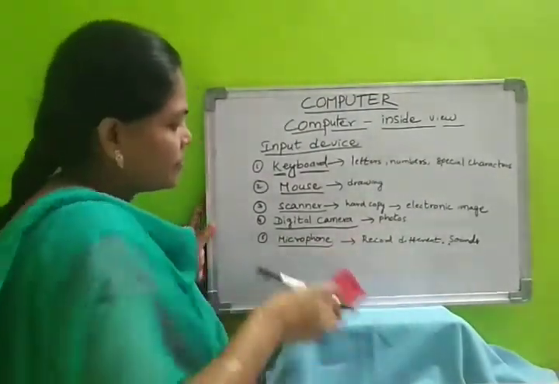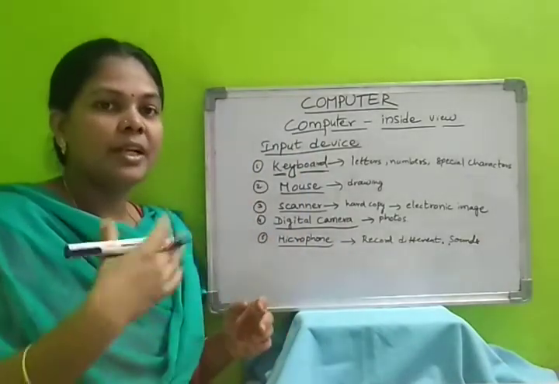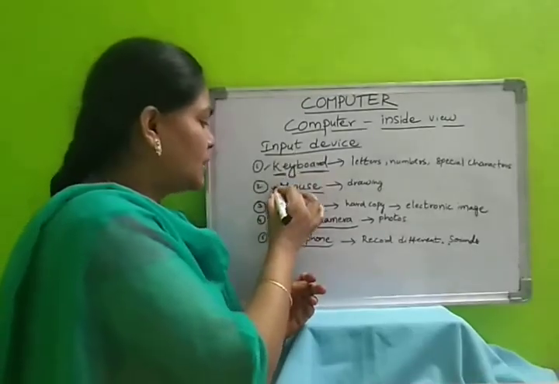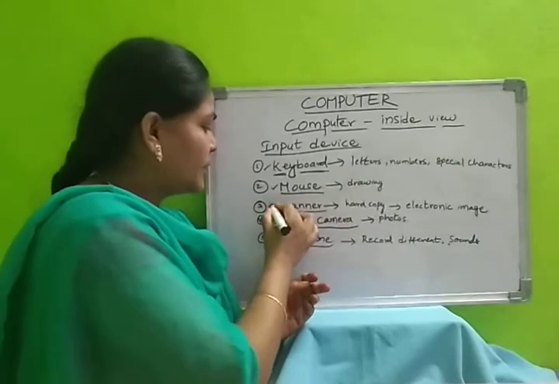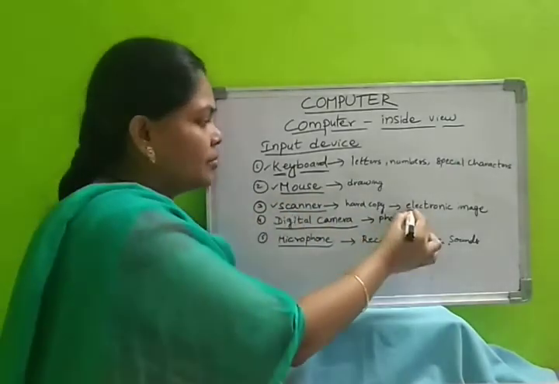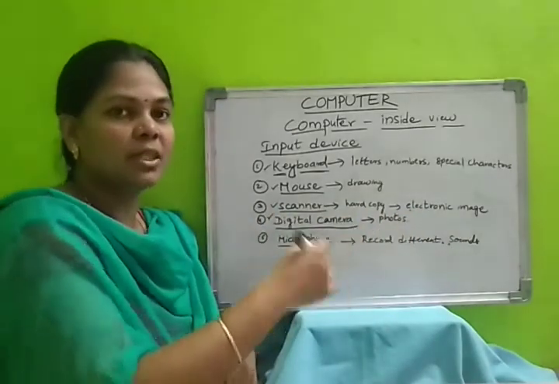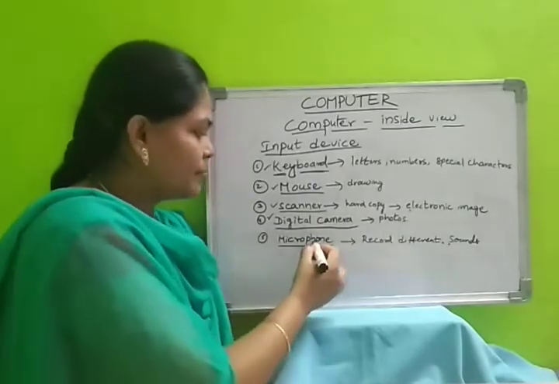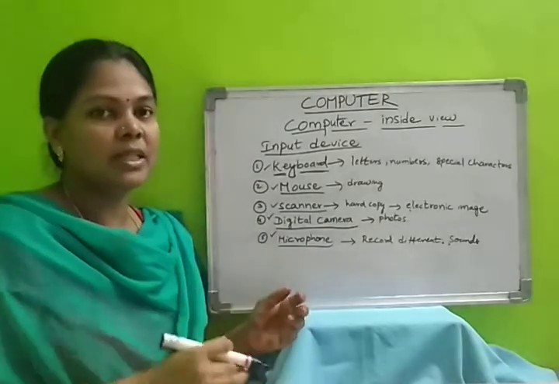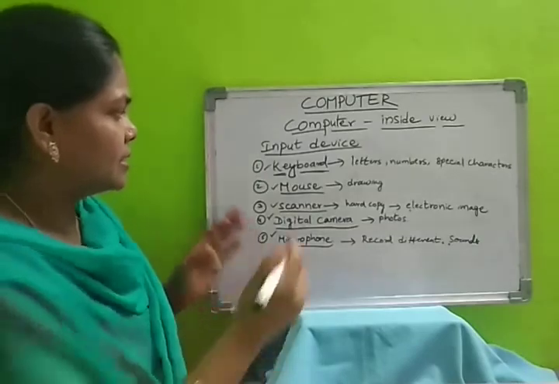Okay. So these are the different input devices through which we can give the data to the computer. Here letters and numbers, special characters. Here drawings or any object. Next scanner, hard copy to electronic image. This electronic image is stored in the computer. Digital camera, photographs. We will take the photographs and we copy those to the computer. Microphone, different sounds, audio. We are giving audio as the input. Okay. So all these are the input devices.